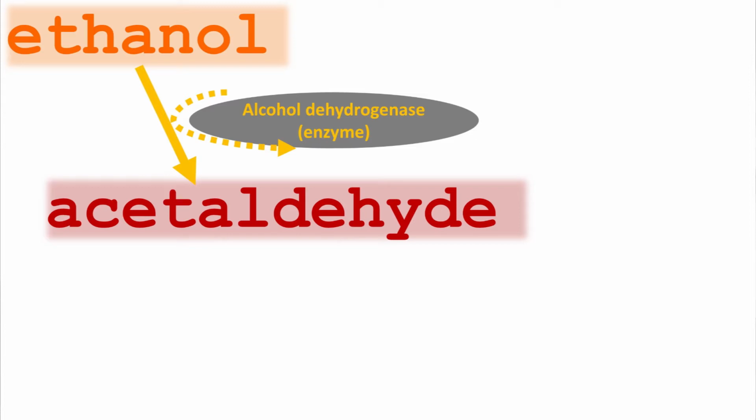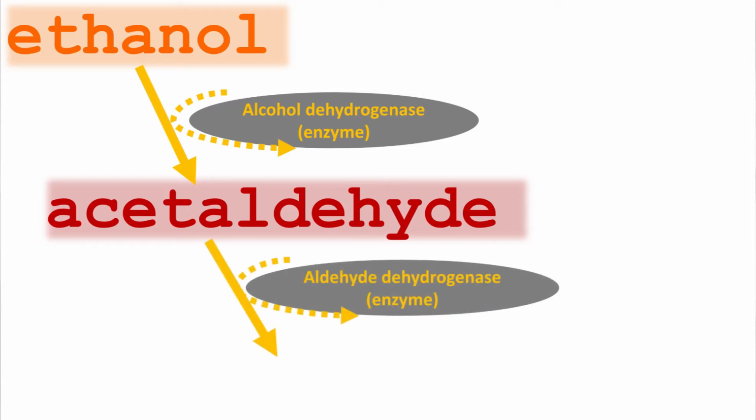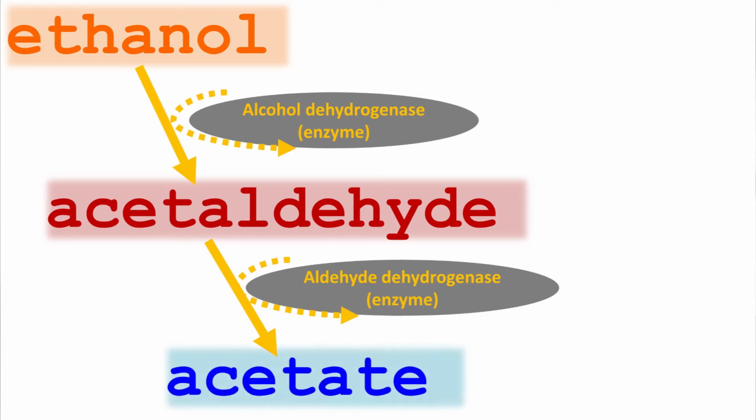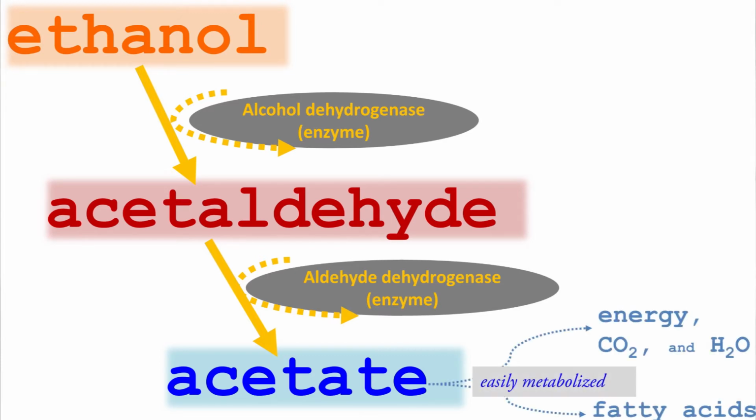Then your body has another enzyme, aldehyde dehydrogenase. It does the same thing, rips off another hydrogen. The acetaldehyde is then modified into acetate. Acetate is something in your body that is relatively easily metabolized. It gets converted into energy, CO2, water, some fatty acids as well, and the breakdown is done.